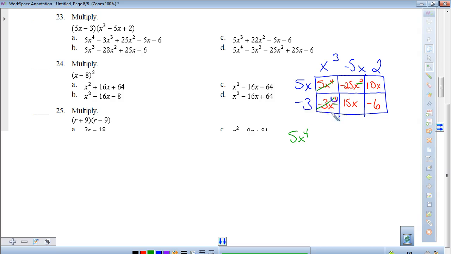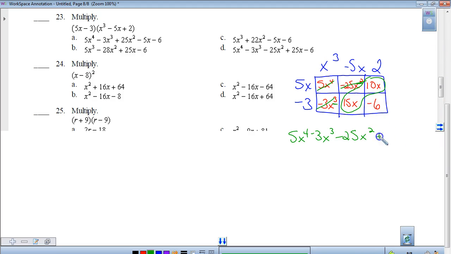This is the only x cubed we have, so minus 3x cubed. This is the only x squared we have, so minus 25x squared. If you look in this diagonal, though, we do have like terms. There's 15x and 10x, and 15 plus 10 is 25, so that's plus 25x. And, oops, minus 6. That looks like answer choice D for number 23.